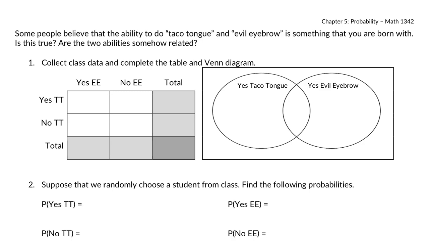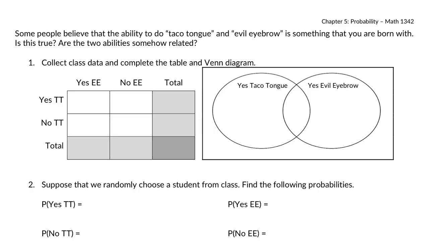Now, what is taco tongue, you're asking? This is taco tongue. Can you do taco tongue? Evil eyebrow, I actually cannot do evil eyebrow. It's the one where just one eyebrow moves. Both my eyebrows move at the same time. I can't get just one to move, so I can't do it.